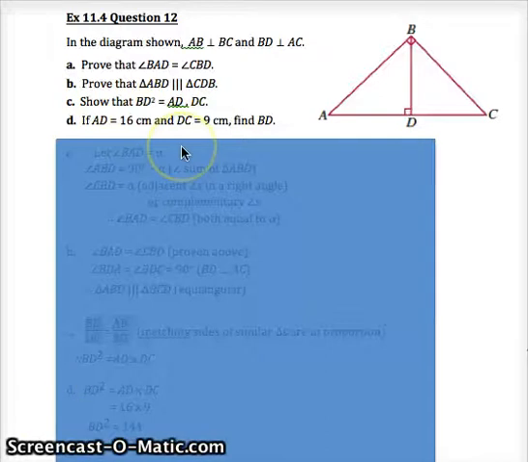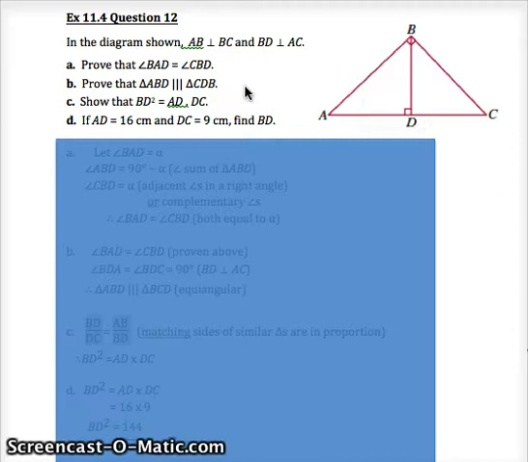This is exercise 11.4, question 12, similarity proofs. In the diagram shown, we can see that AB is perpendicular to BC, and we can see that with a right angle there at B. And we're given also that BD is perpendicular to AC. We can see a right angle there at D.